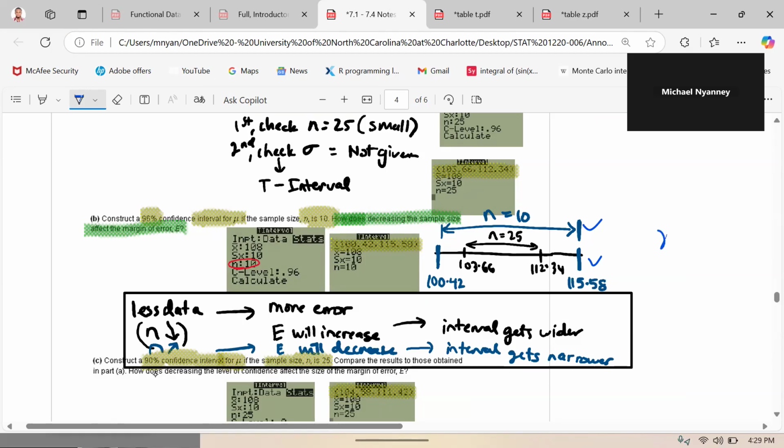And if the error decreases, then we add less to the points. The interval is plus or minus E. So if E is small, then you add little to this and subtract little from that, and your interval is narrowed. But if E is big, then you add more to this and subtract more from that, and you widen the interval. So that is the interpretation for that.